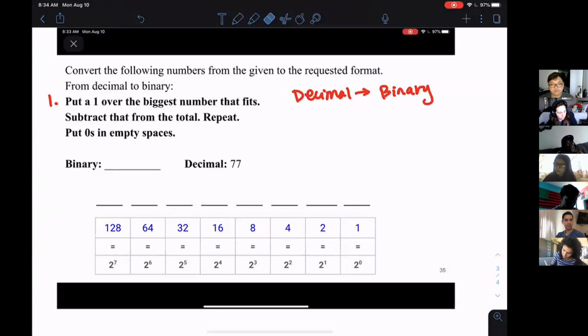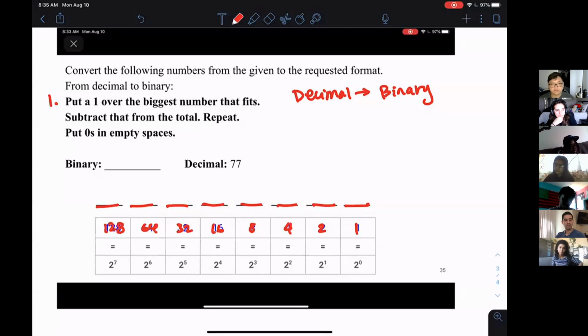So to demonstrate, if I want the number 77, then the biggest number out of these that fits into 77 is going to be 64. So on your paper, let's go ahead and always draw 8 placeholders like that. What I'm doing in red, you should be doing on your paper. Underneath, write the 1, 2, 4, 8, 16, 32, 64. You're going to do this every time.